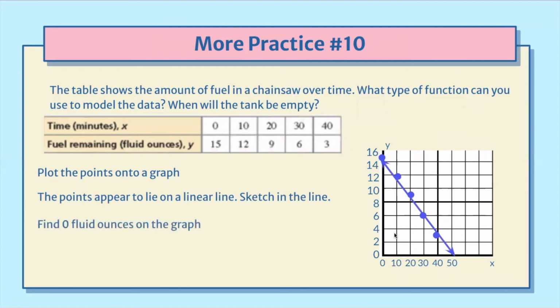And from the line, we can find 0 fluid ounces on the graph. And then if we look at where the 0 meets the line, we can see that it is at 50. So after 50 minutes, the tank will be empty.